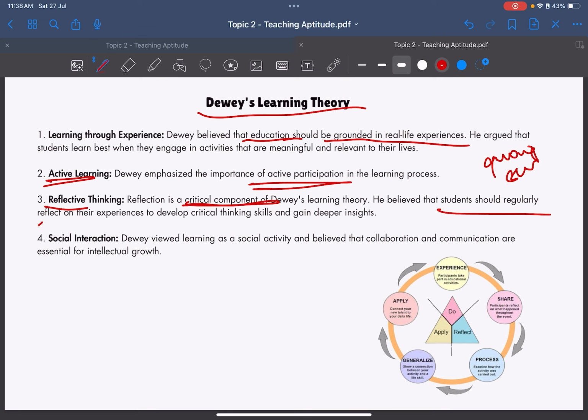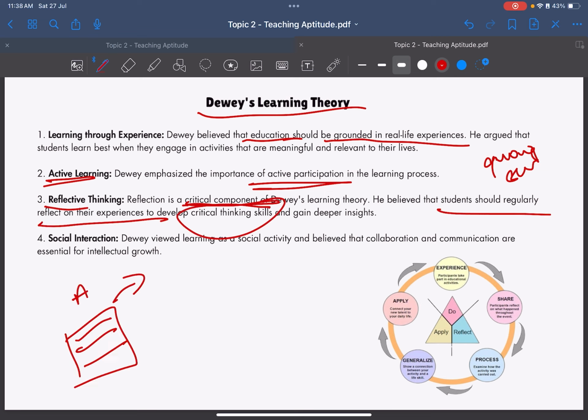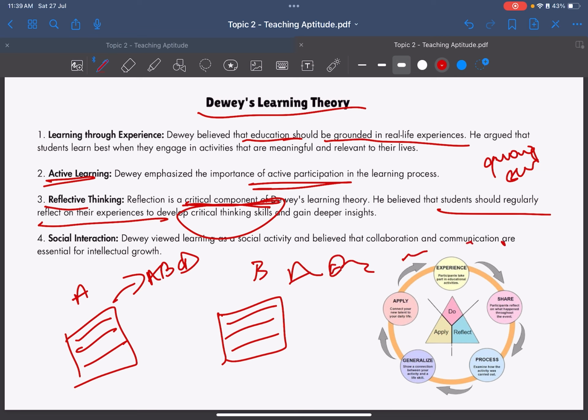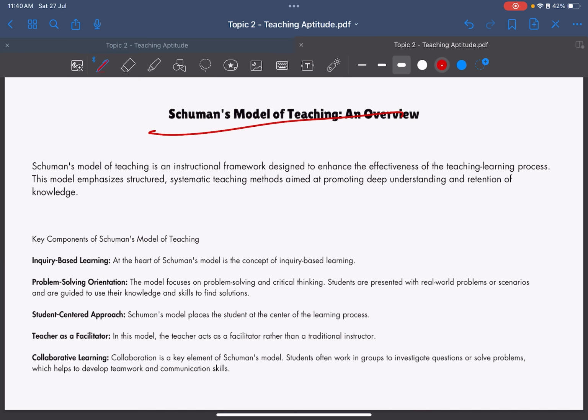Third, reflective learning, and this was a critical component of Dewey's learning theory, where he believed that students should regularly reflect on their experience. For example, a student studying a particular paragraph from physics can maybe take out ABCD from that paragraph, and student B studying that same paragraph might be able to relate more and may be able to take out ABCDEF and much more. So a student who is able to critically think and gain deeper insight will learn more. Fourth is social interaction, where Dewey viewed that learning is a social activity and believed that collaboration and communication are essential for growth.